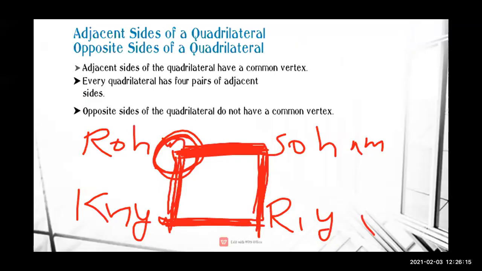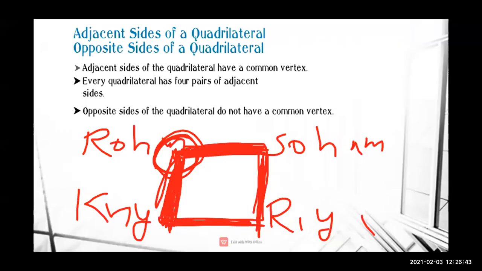Or else, Rohan and Kriya. Rohan and Kriya's opposite sides are, very good, Soham and Riya. Soham and Riya. So we will see once again the definition of adjacent side of a quadrilateral.